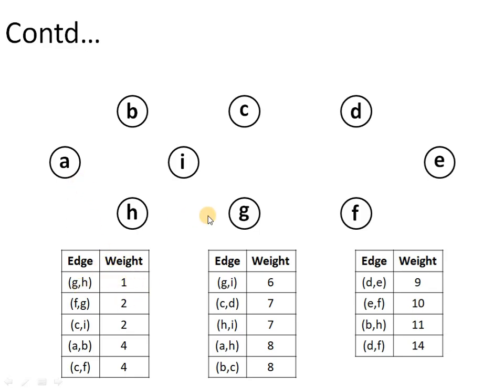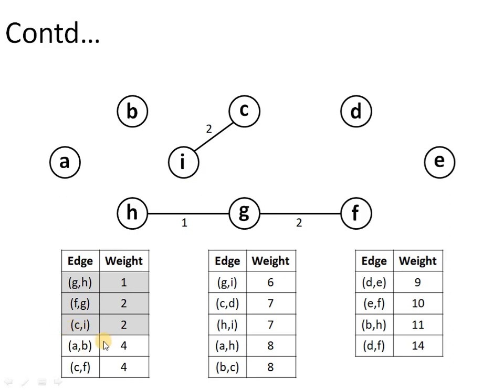So right now G belongs to a different tree as well as H belongs to a different tree. So we can keep this edge, and after this G and H belong to the same tree. Okay, next we proceed. We will get an edge FG. So again F belongs to a different tree, G belongs to a different tree. So we will keep this edge. Next we have CI. So C belongs to a different tree, I belongs to a different tree. We will keep this edge.